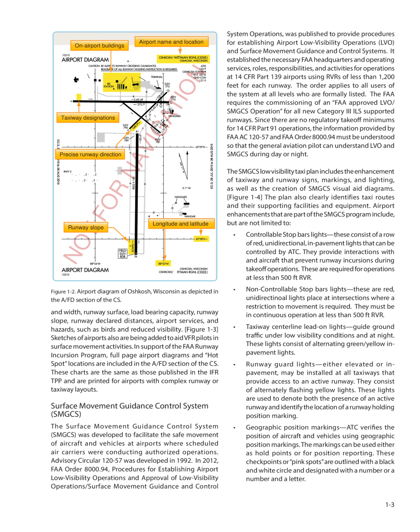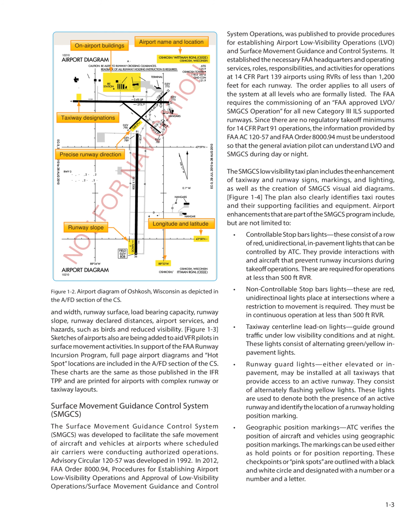Airport enhancements that are part of the SMGCS program include, but are not limited to, controllable stop bar lights. These consist of a row of red, unidirectional, in-pavement lights that can be controlled by ATC. They provide interactions with an aircraft that prevent runway incursions during takeoff operations. These are required for operations at less than 500 feet RVR. Non-controllable stop bar lights are red, unidirectional lights placed at intersections where a restriction to movement is required. They must be in continuous operation at less than 500 feet RVR.